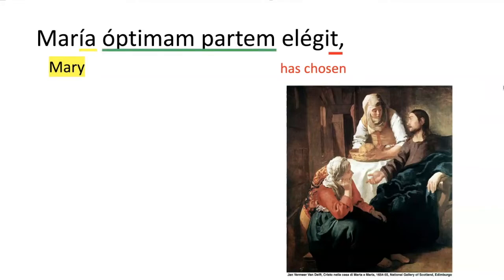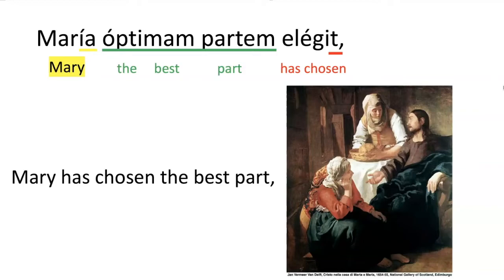Optimam partem is a noun-adjective pair. It is in the accusative because it is our direct object. Optimam means best. Partem means part. You can see that. And don't forget we have to insert the word the because articles do not exist in Latin. Mary has chosen the best part.